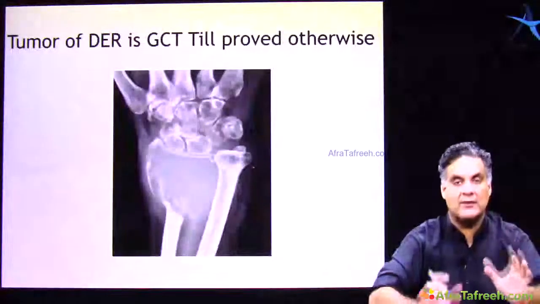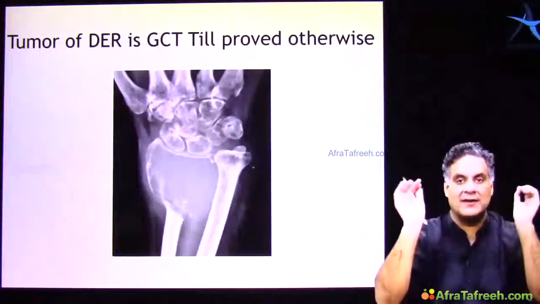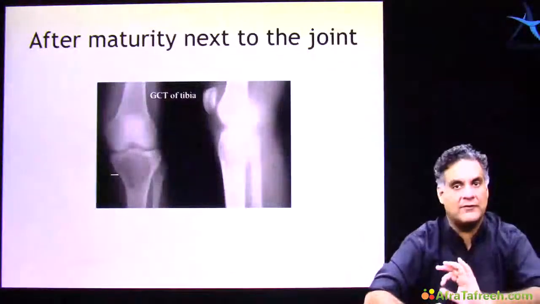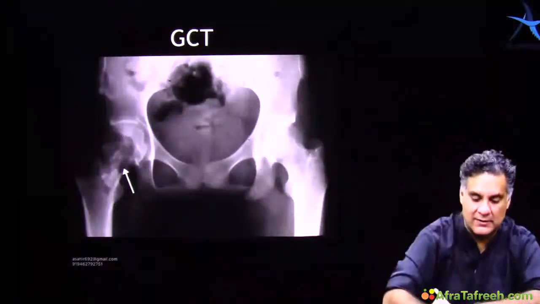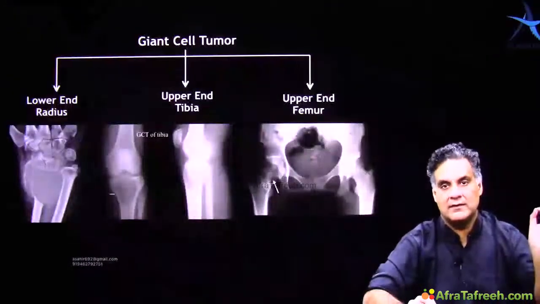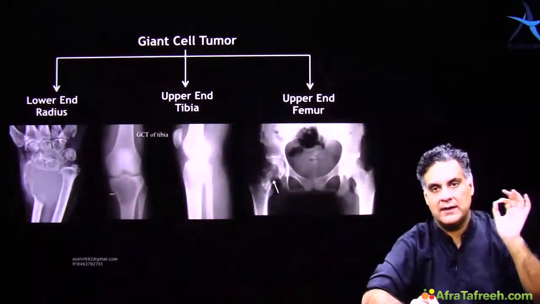This is how the X-ray will be. It will finish off the bone, with thin cortex, because it loves to eat. Slow grumbling. After maturity, upper end femur, within 1.5 centimeter of the joint. So it can be till the joint, but it should be within 1.5 centimeter. So this is what: lower end radius, upper end tibia, upper end femur.